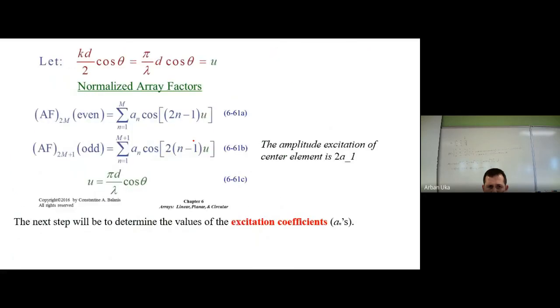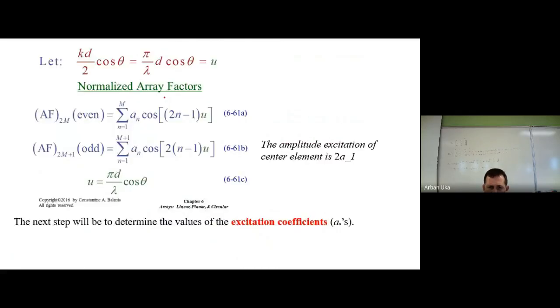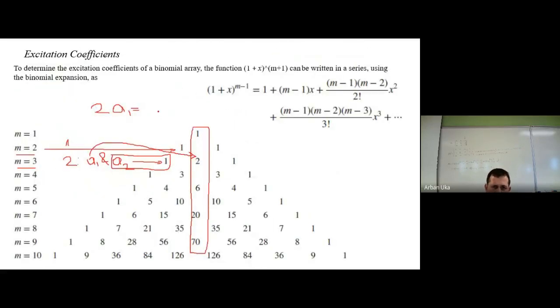Let me see if we can see this here. It is almost clear from here that this 2A1 will always appear there in such a way. 2A1 is equal to 2, that means A1 will be equal to 1. Then if we have 4 antenna elements, we still have 2 coefficients, A1 and A2. This is A2, sorry, and this is A1.